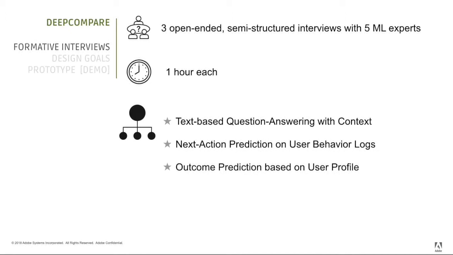So the first 2 experts were working on text-based question answering using context. So if we want to ask a question about a product and all we have is this picture, say a water bottle, and the user asks, how much water does it hold? We can get the answer 16 ounces. The second 2 experts were working on next action prediction using user behavior logs. So for example, if we have the history of pages a user visited, what's the next page they're likely to visit? And the last one was outcome prediction based on user profiles. So if we have, say, the demographics of a particular user, are they going to make a purchase or not?